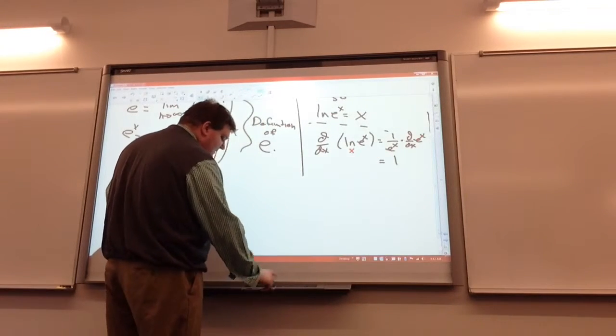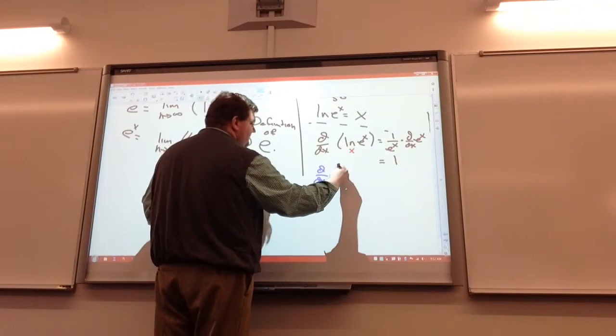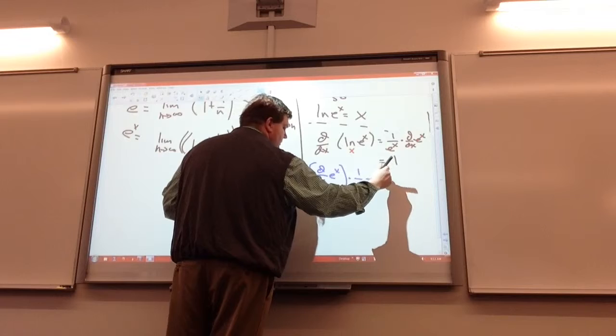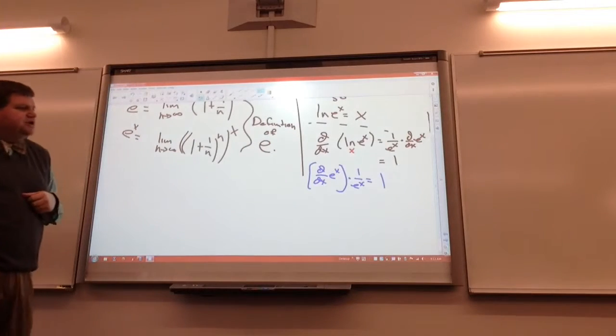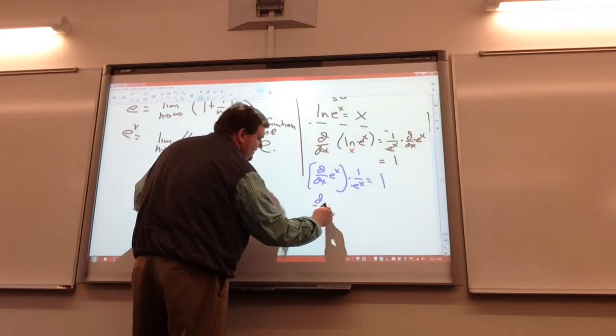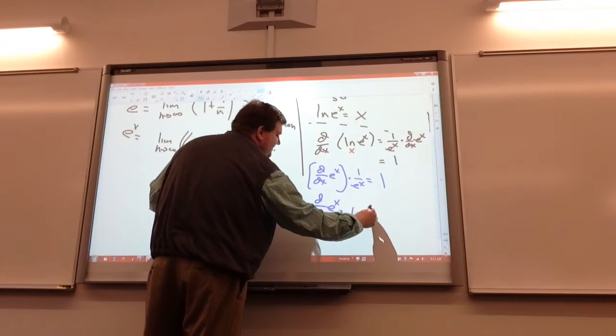So what I've got is the derivative with respect to x of e^x, times 1 over e^x, is equal to 1. That's what that upper equation gives me. Well, I want just the derivative of e^x. How do I get that by itself? What can I do to both sides of the equation? Multiply by e^x. If I do that, the derivative with respect to x of e^x is equal to 1 times e^x, which is e^x.